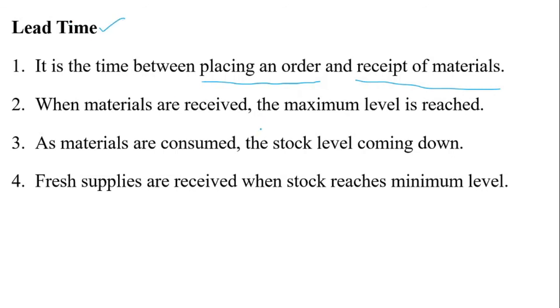If the lead time is not very large, if it is very short, only then will the firm not face the danger level. If it is a long lead time, the firm will definitely face much more danger level. When the materials are received, the maximum level is reached again. As materials are consumed, the stock level comes down. When the materials are consumed constantly, the stock level keeps coming down. Fresh supplies are received when stock reaches minimum level. These are the different stock levels explained through the graph.